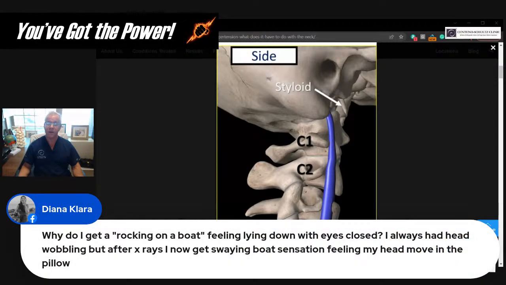Deanna, why do you get a rocking on a boat feeling lying down with eyes closed? I always had head wobbling, but after x-rays now I get a swaying boat sensation, feeling my head move in the pillow. Yeah, for the same reason that if you're on the deck of a cruise ship, you don't get sick, but when you go below decks, you get sick or nauseous. So what I mean by that, Deanna, is there are 3 different systems that provide information to our brain about head position and balance. One is the upper neck, the other is the eyes, and a third is the inner ear. Now, let's use our cruise ship example, right? We're on a cruise ship and we're above decks and we're looking at the horizon. So everything's in agreement. Our inner ear, the eyes, and the neck are all telling us that the world is slowly moving up and down.